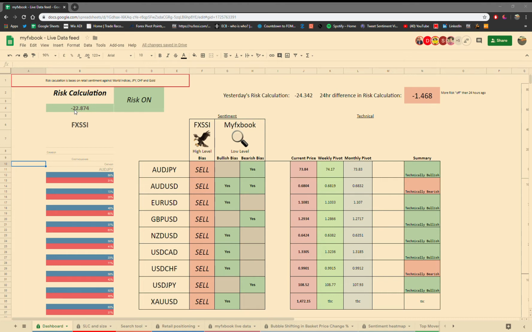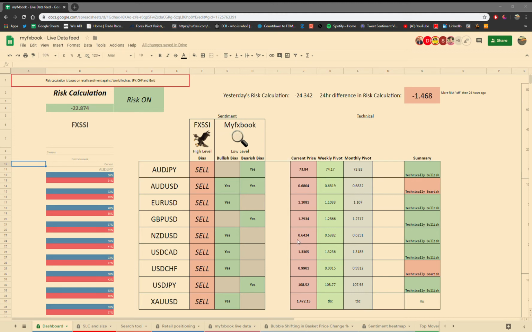All right, so this is the FX SSI overview. That's a copy and paste from the website. So the FX SSI is a high level. So this is the static sentiment. So 69% long is a sell. So that's why it says sell. And the MyFX book, that's the low level movement across time. This is their positions, them going long or going short over time. So we have a high level, like a bird's eye view, and then a low level, which is the powerful aspect. So you'd want the two to agree.